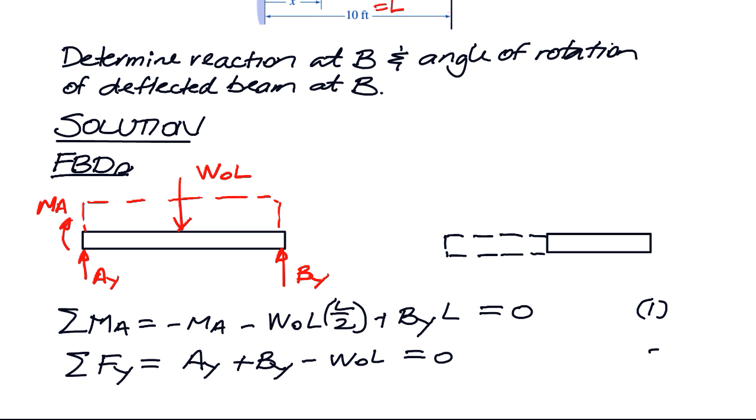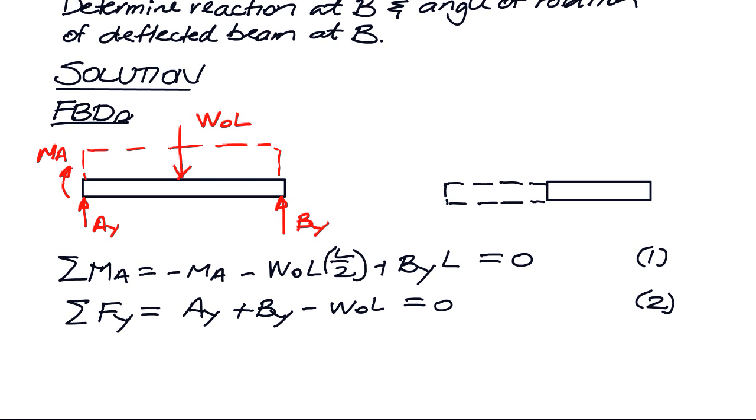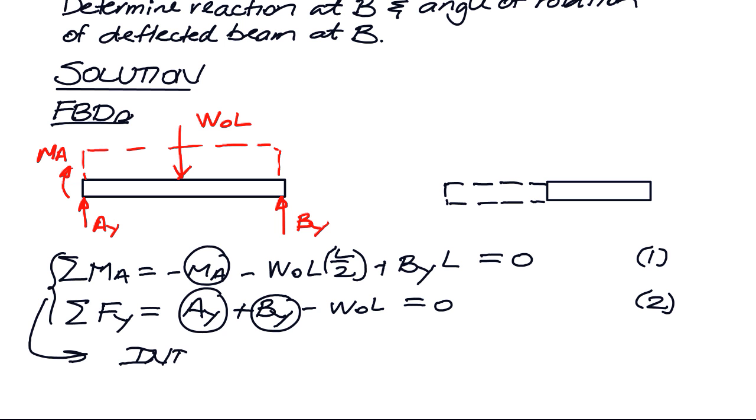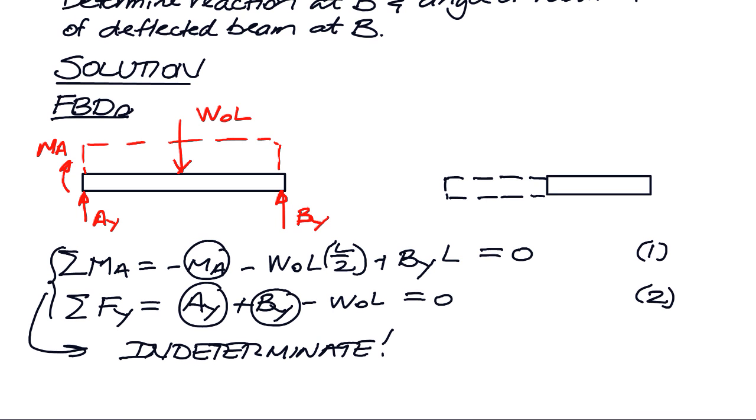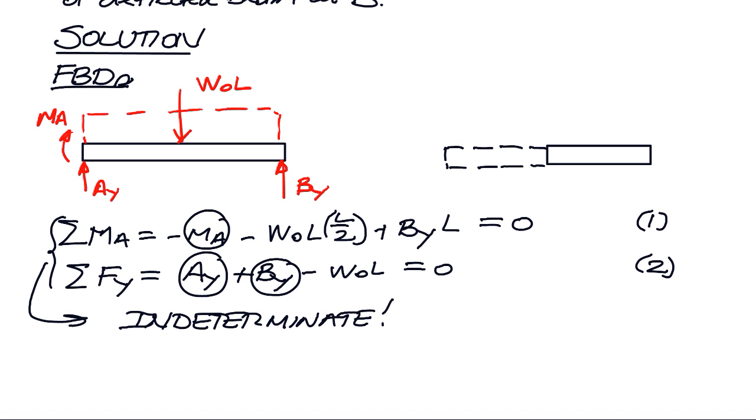So from this one FBD we get our two equations, and unfortunately, since we have AY and BY and MA all as unknowns, two equations is not enough to solve for our three unknowns. So this problem is indeterminate. So we know that we need to look at deflection analysis in order to get the additional equations that we need to solve. So what I've done here is I've made a cut in the beam.